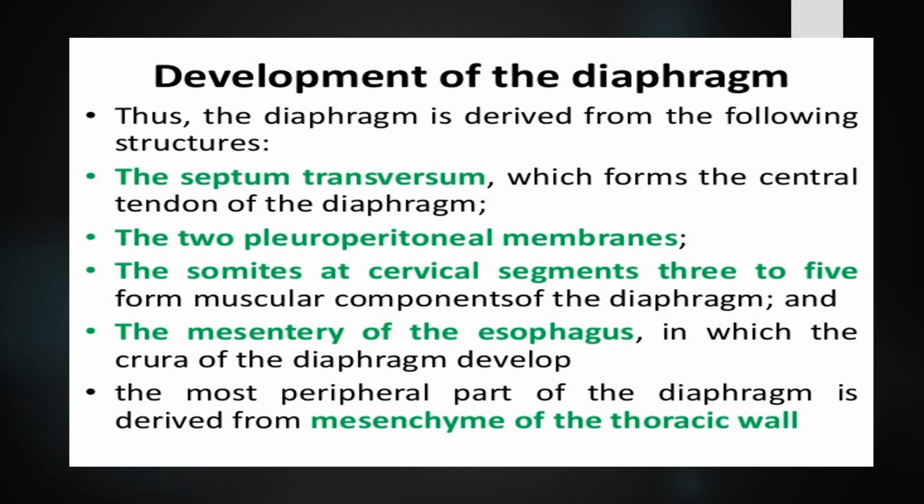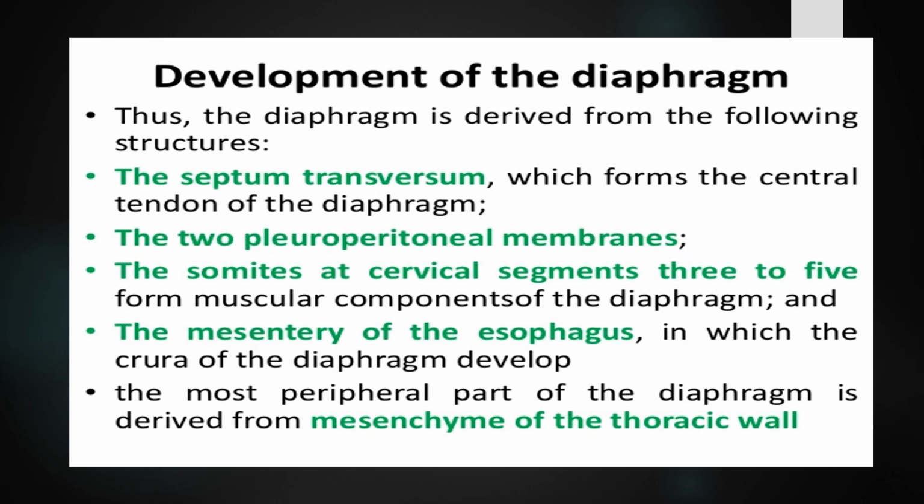So how does it develop? Thus the diaphragm is derived from the following structures: the septum transversum, the two pleuroperitoneal membranes, somites at cervical segments 3 to 5, the mesentery of the esophagus, and the most peripheral part of the diaphragm is derived from the mesenchyme of the thoracic wall.